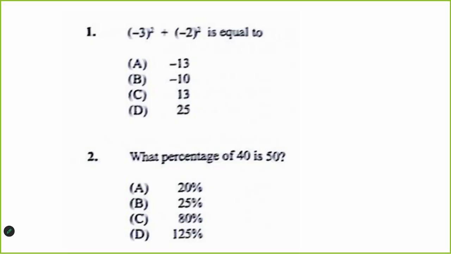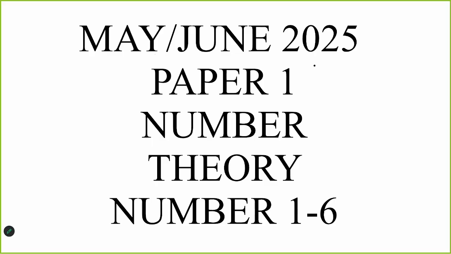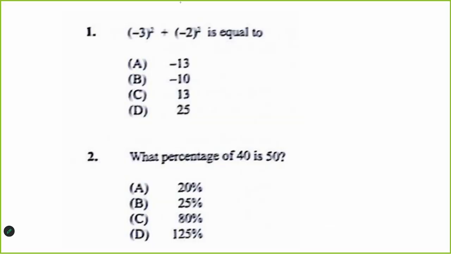Number 1. This is May, June 2025, right? Negative 3 squared plus negative 2 squared. Very quickly, you should know that negative 3 squared is negative 3 by negative 3, which is 9. And negative 2 by negative 2 is 4. 9 plus 4 is 13, so the answer would be C.